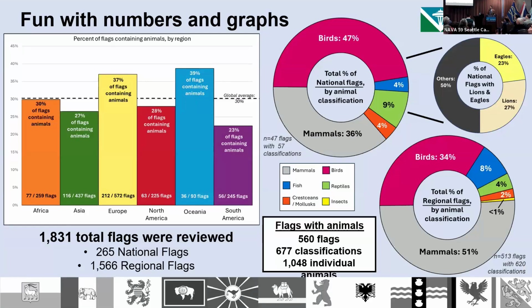About 30% of all flags across the world, depending on region, have animals on them. So 1 in 3 has an animal on them. Obviously, Oceania and Europe are more likely to have them, but only slightly more. And North America and South America are less likely to have animals, but more or less about 30%. So that's something to keep in your mind. About 1 in 3 flags around the world has an animal on them.